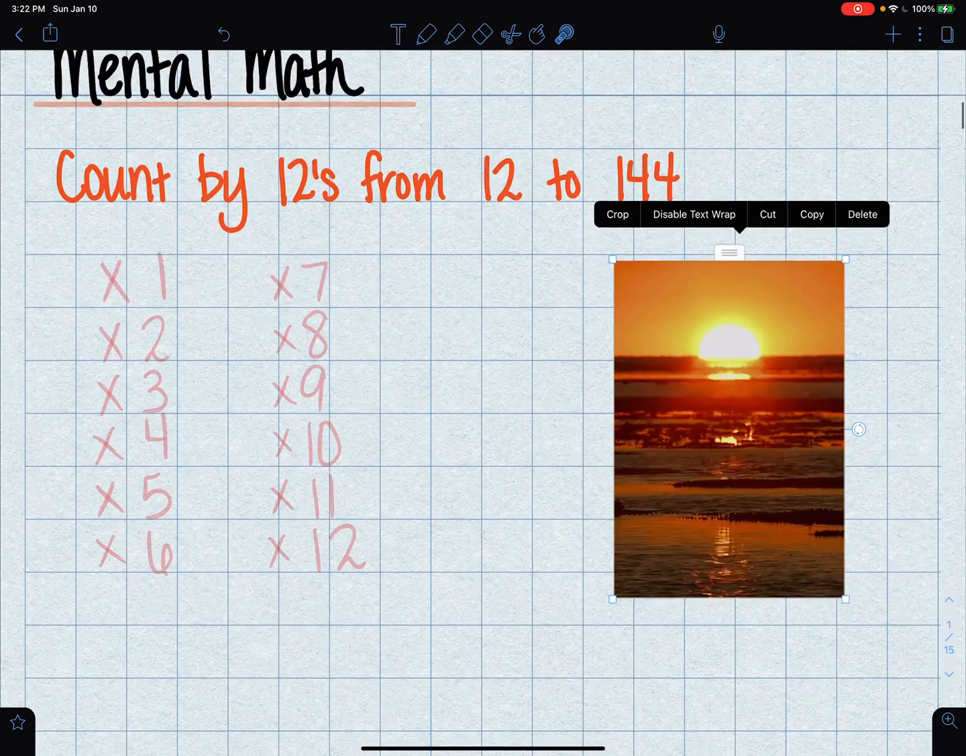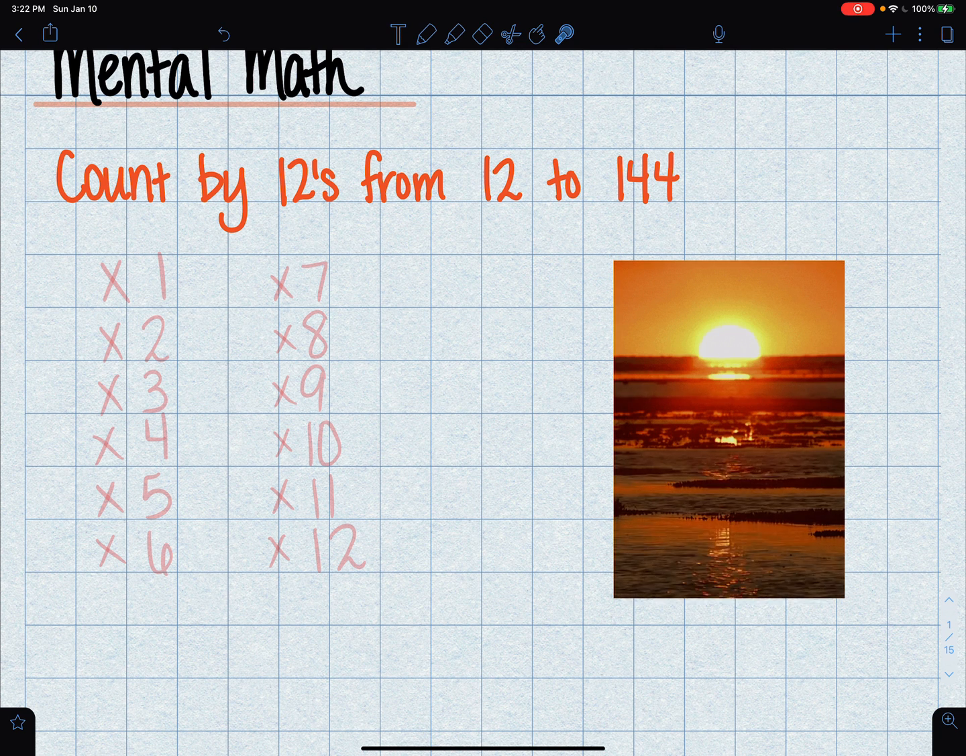Okay, let's jump into mental math. And we're going to do counting. We're going to be counting by 12s from 12 to 144. I put my little cheat sheet because what we're really doing is 12 times 1, 12 times 2 when we count by 12s, right? So if that helps you, then just look at that. If it doesn't help you, then just count along with me, okay? And I gave you some beautiful pictures of sunsets to look at while we do this, all right?